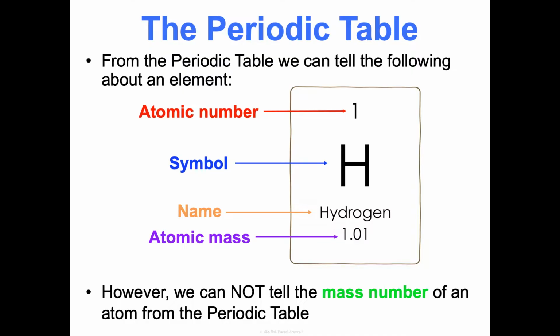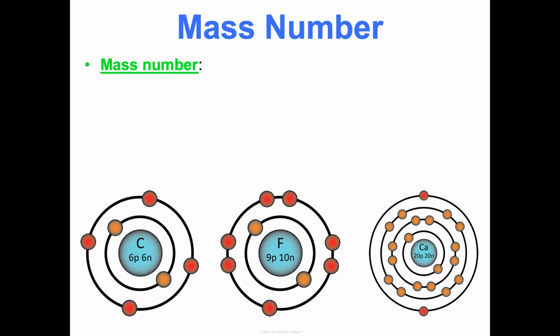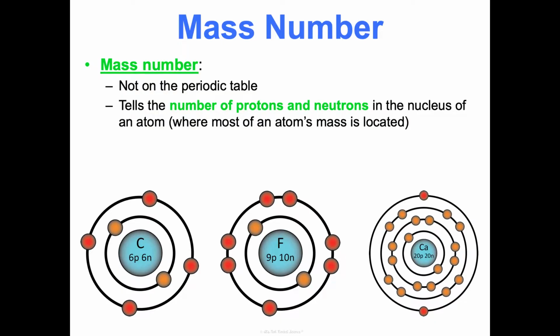So let's clarify what the mass number is. The mass number, not on the periodic table, is the number of protons and neutrons in the nucleus of an atom. If you remember, protons and neutrons are 2,000 times more massive than electrons. So we say that the mass of the atom is located in its nucleus. So when we're referring to the mass number, we're talking about the nucleus. What's in the nucleus? The protons and neutrons.